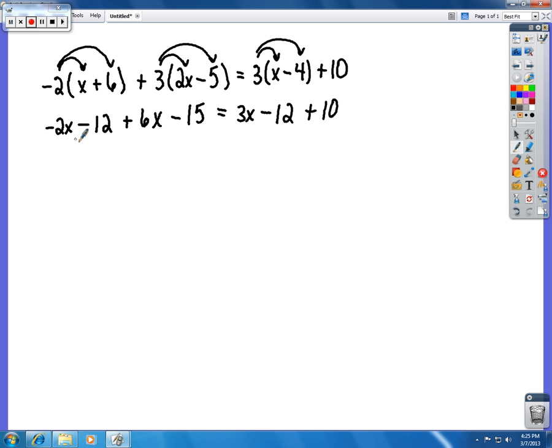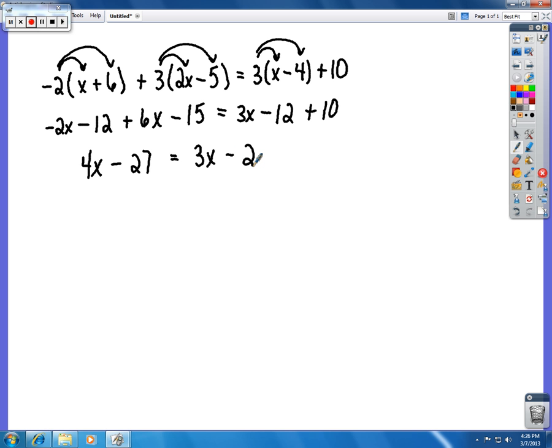So on this side, we've got two terms with x. We've got a negative 2x and a positive 6x, which would give us a positive 4x. And then we also have a negative 12 and a negative 15. So negative 12 plus a negative 15, or negative 12 minus 15, gives us minus 27. And then on this side of the equal sign, we've got this 3x all by itself. It doesn't have any other x terms, so we can't combine that with anything yet. So we're going to leave that alone. Then we've got a negative 12 plus 10, which gives us negative 2.